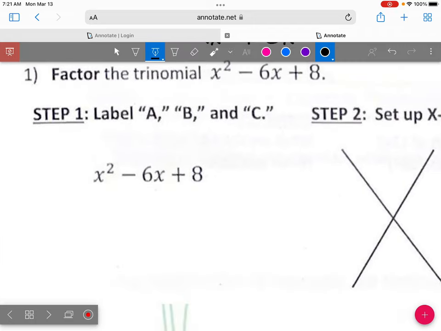For this question number 1 here, what is our A value? A is 1. What is our B value? Negative 6. And what is C? 8.